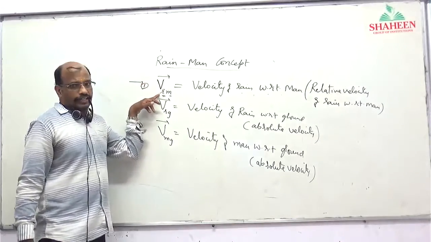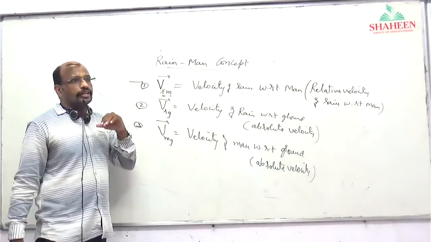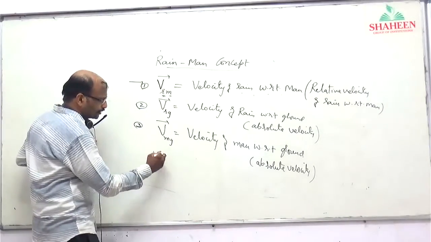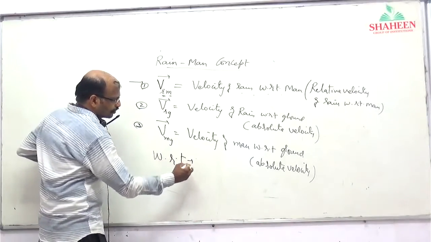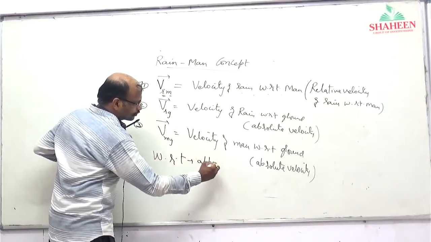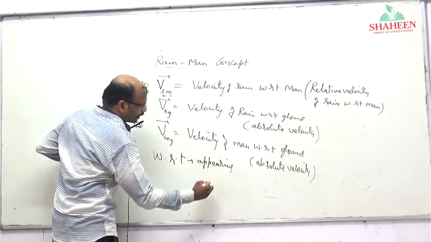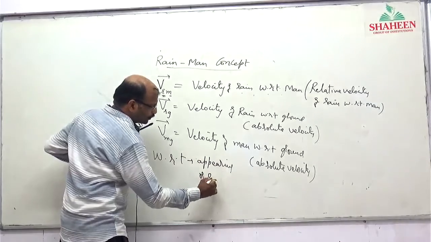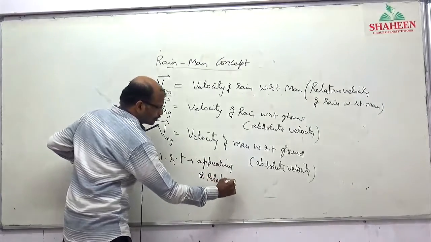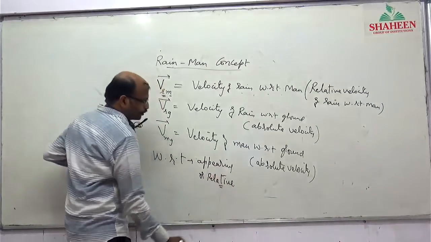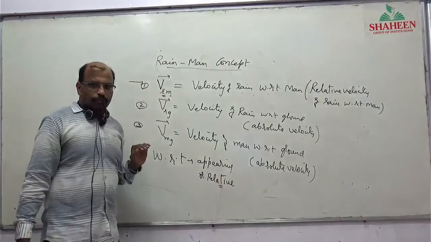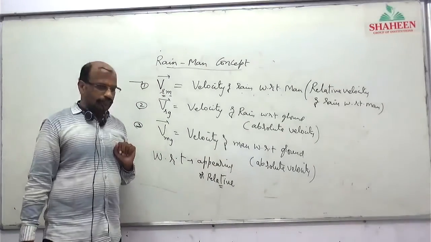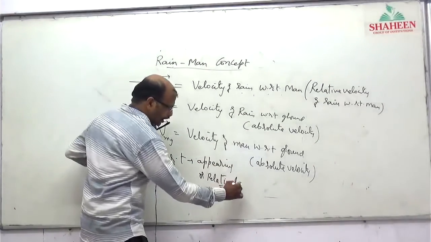Here, velocity of rain with respect to man: with respect to man, how the rain is appearing. With respect to means appearing or relative velocity. Relatively is the meaning here.